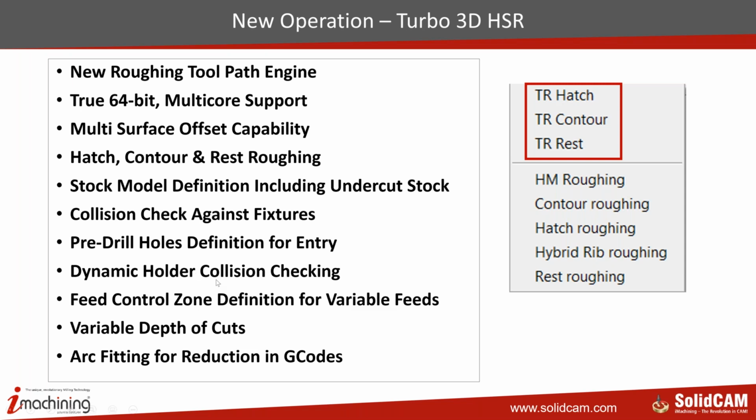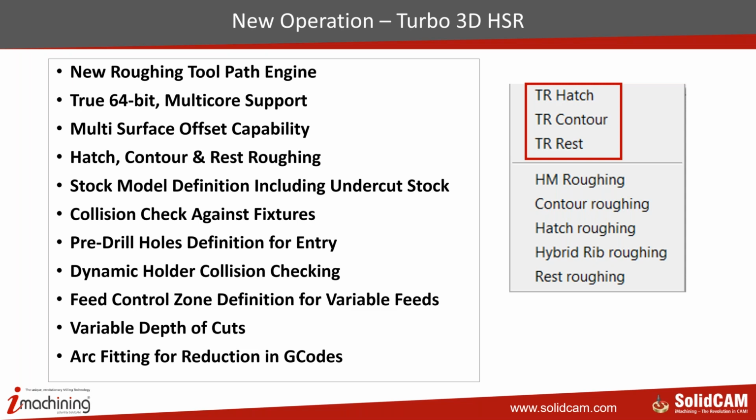You have the option to define multiple surface offsets inside Turbo HSR and HSM. Inside Turbo HSR, you have hatch, contour, and rest roughing. Stock model definition, including undercut stock, is available. You can check collision with respect to the fixture. You can define the fixture by a 3D model or a set of surfaces, or you can use a 2D sketch. You can define the boundary and define it as a fixture, so it will take care of fixture collision automatically.